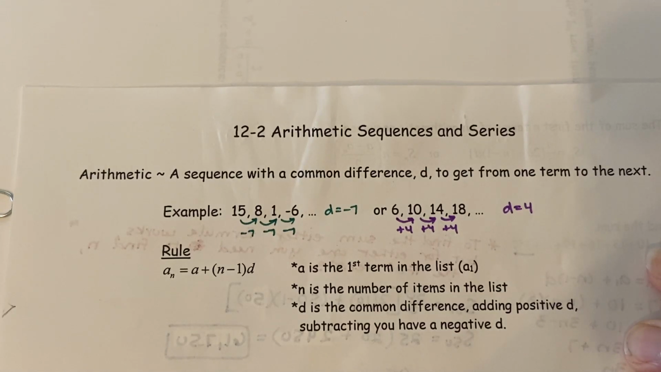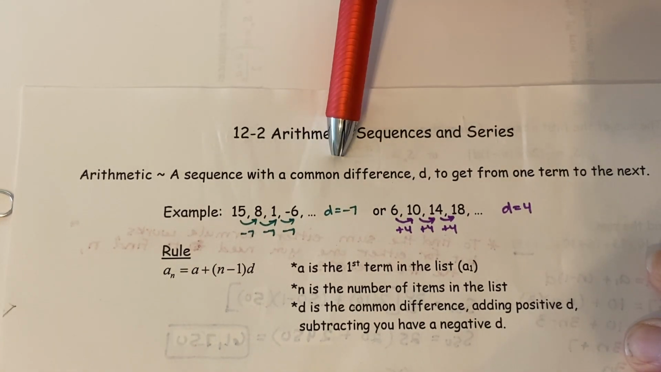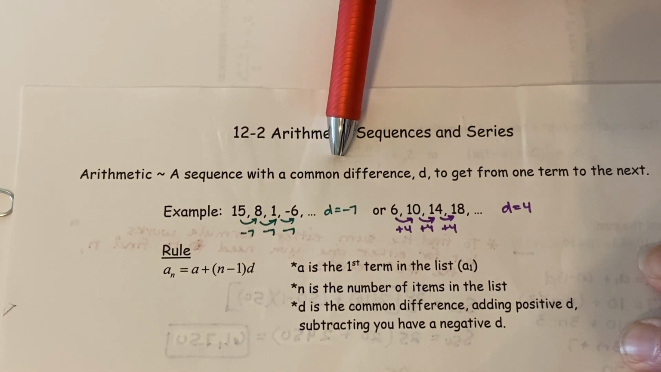Today we want to take a look at arithmetic sequences and series. To be arithmetic means that you have a common difference, which means that you're adding or subtracting the same number to get from one term to the next.